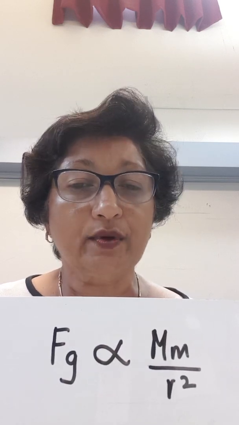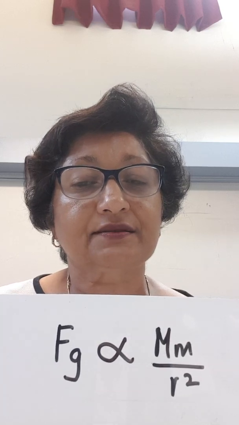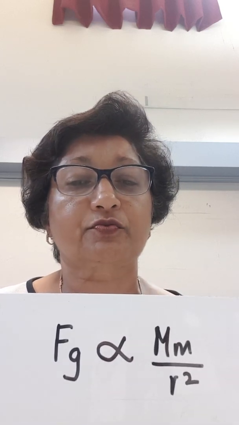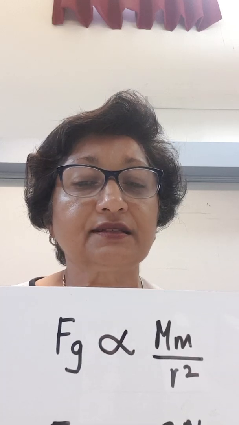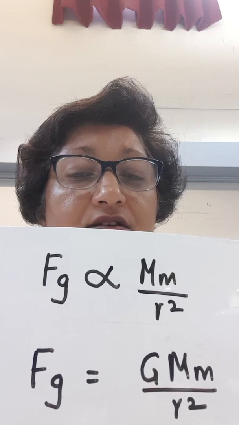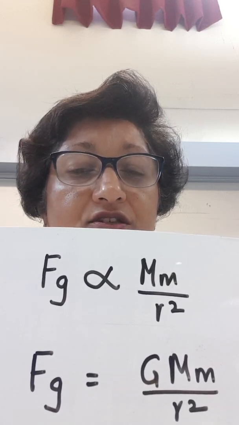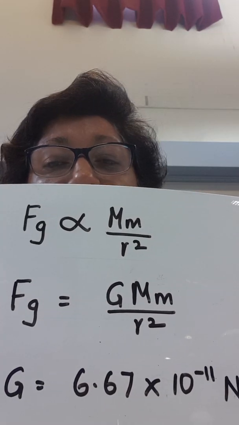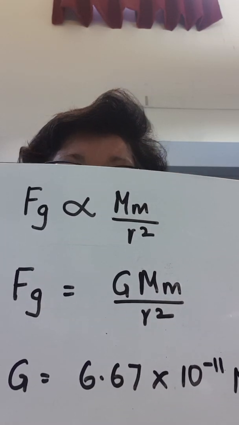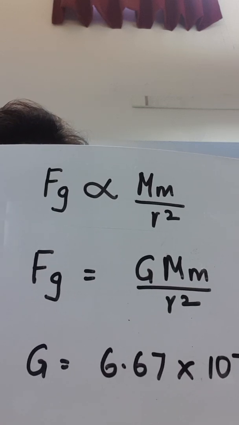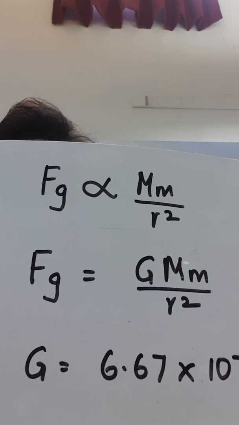Now, whenever there's a proportionality sign, we can replace this by an equal sign provided we have a constant of proportionality. So in this case, the constant of proportionality is capital G, and it's called the universal gravitational constant, and the value of this capital G is 6.67 times 10 to the power of negative 11 newtons per meter squared per kilogram squared.